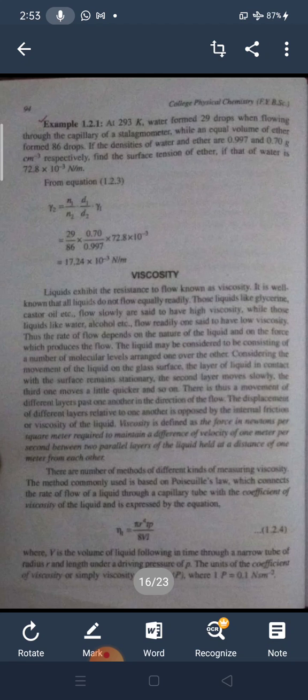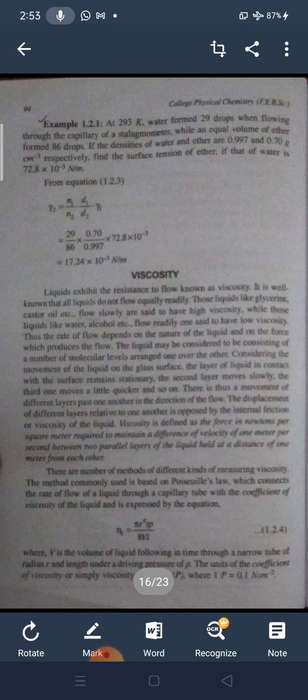It is well known that all liquids do not flow equally. You can see the example of water and oil; they have different flow. Those liquids like glycerin, castor oil, etc. flow slowly and are said to have high viscosity, while those liquids like water, alcohol, etc. flow readily and are said to have low viscosity.